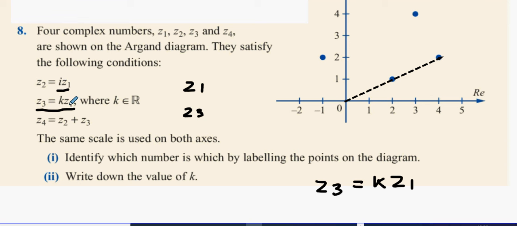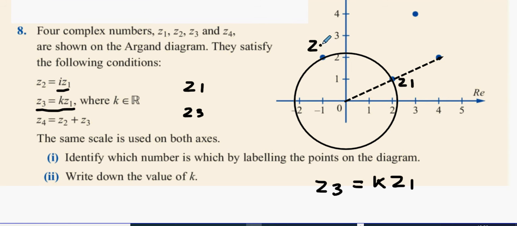What happens when you multiply by i? You rotate 90 degrees, but do you increase the distance from the origin? No. So, I think we now know which one Z1 and Z2 are, because they have to be the same distance from the origin. So which one's Z1? That one. Z2? That one. And by process of elimination, Z3. And the last one. And you're done.